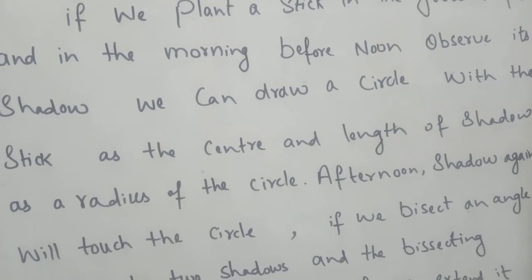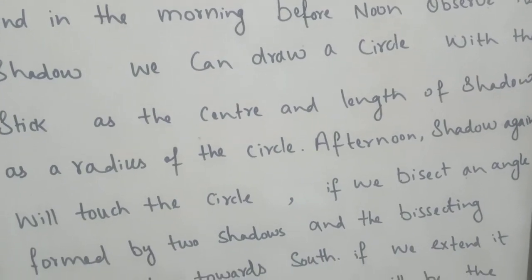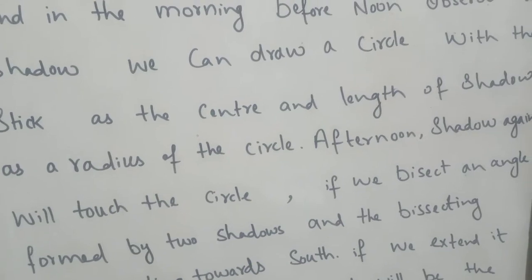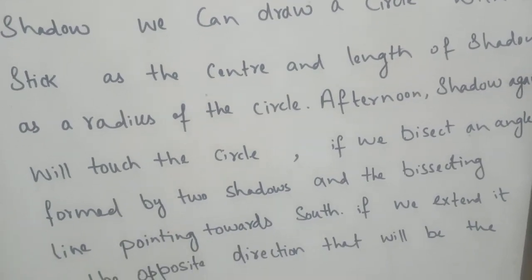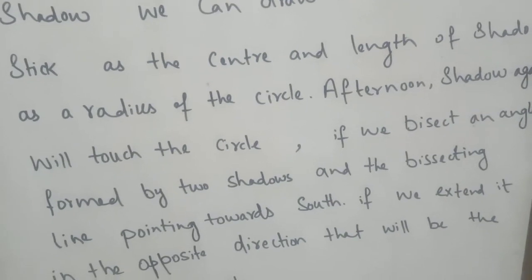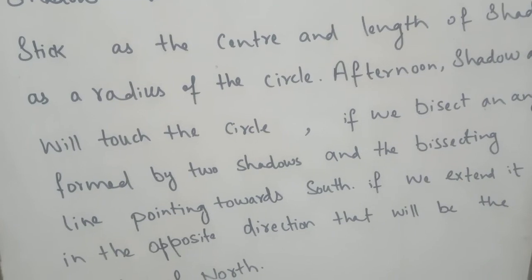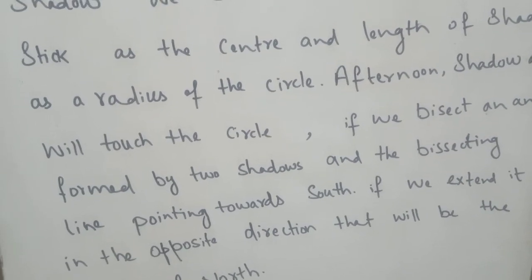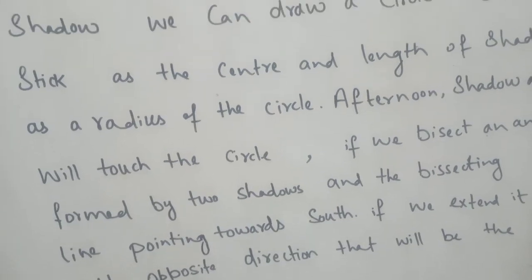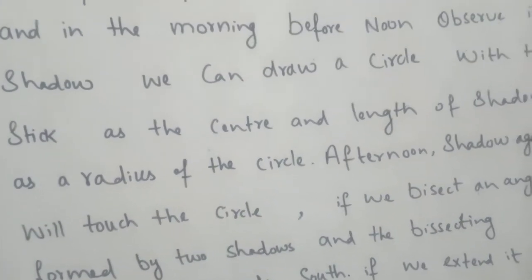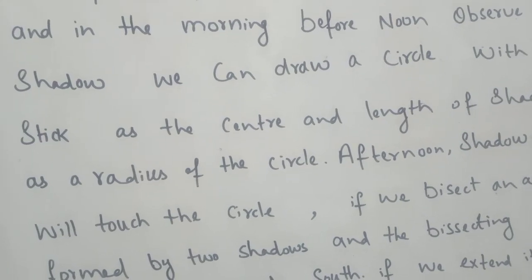The same thing will happen in this case, but after noon the shadow will again touch the circle. Now if we bisect the angle formed by the two shadows, with the bisecting line towards the south, and extend that bisecting line, it will point towards the north. So this is the second method, the stick and shadow method, a very simple and easy method. We did the same in the northern hemisphere.